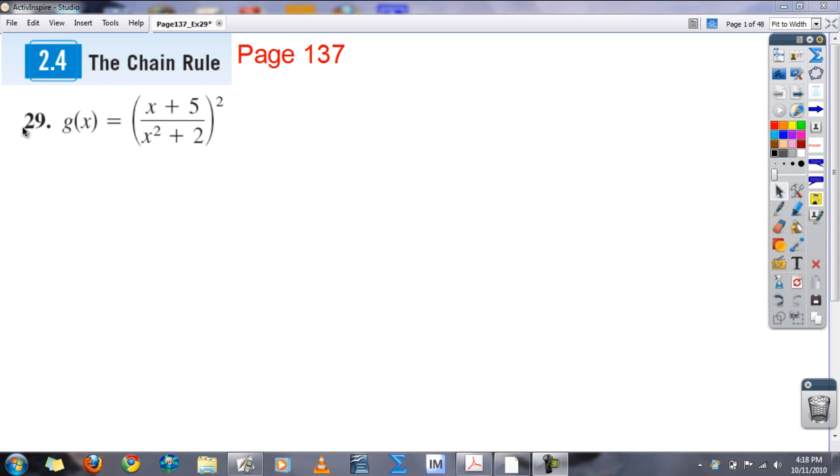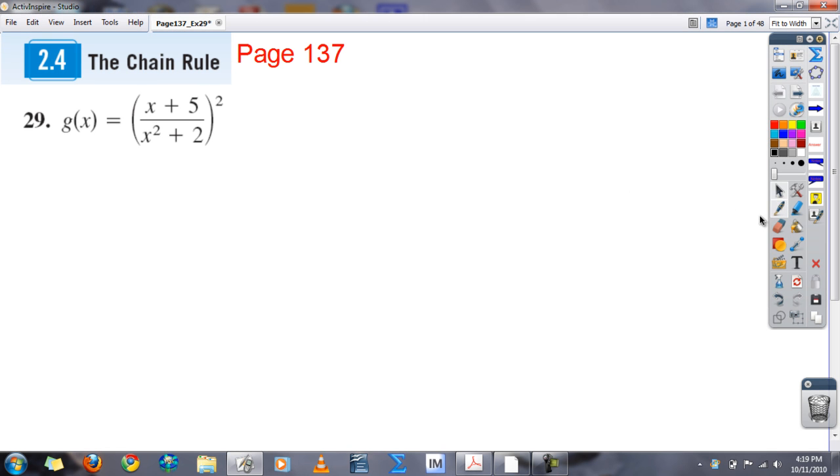Okay, so we have question number 29 on page 137. This is from the chain rule section, and it gives you this humongous function right here. Very intimidating, but if you follow the rules I gave you, this seems to fit the chain rule pattern because I have some quantity in parentheses raised to some power. So once you have that scenario, you should be able to think, okay, chain rule. We're going to use the chain rule on this guy.